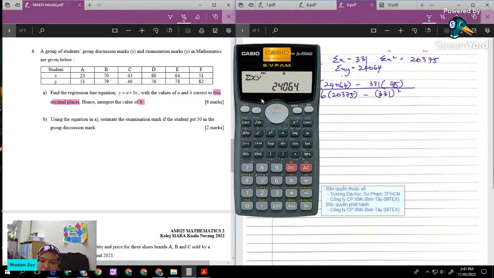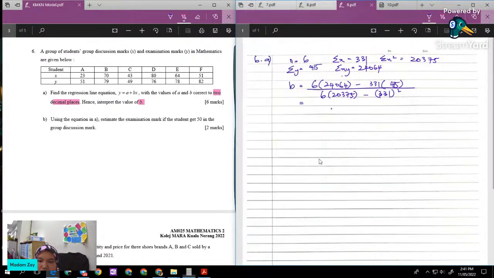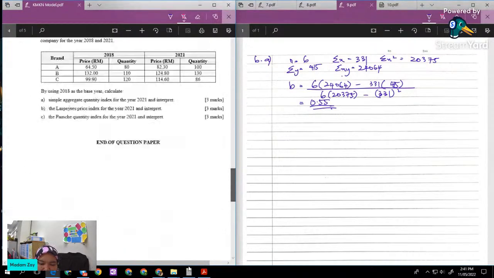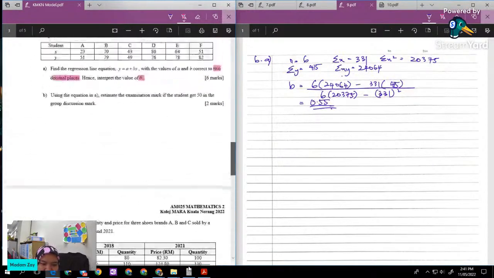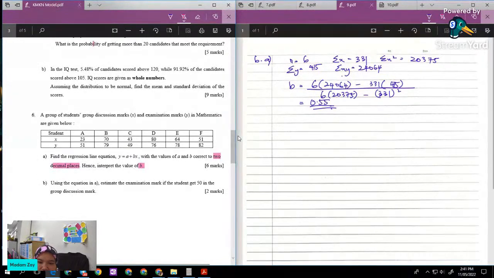Tekan calculator ataupun shift 2. So, kita nak nilai B. So, tekan B 2 kat sini. So, you get 0.55. Kita nak 2 decimal places kan? So, 0.55 only. Okay. Betul tak jawapan? Betul. Okay, next untuk cari nilai A.